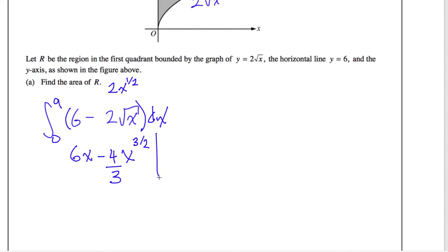Okay, that is going to be evaluation bar 0 to 9. So far, so good? When I plug in 0, don't got to worry about it. Both of them are going to be 0. All I have to worry about is 9.